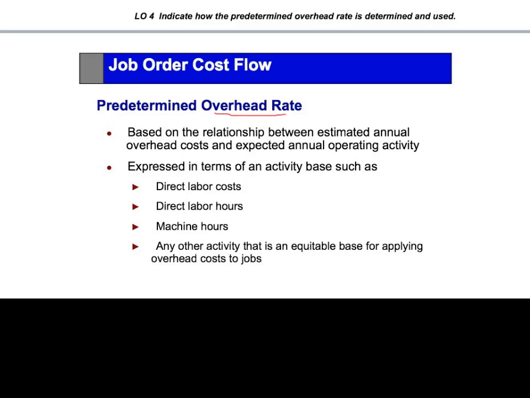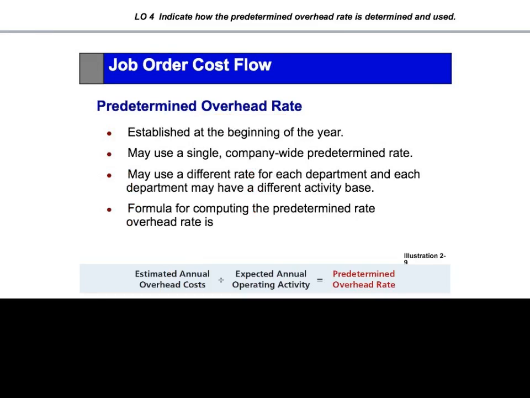Now back to the overhead rate. There are three bases, basically: machine costs, labor costs, labor hours, machine hours. These are bases. That's what we could base our overhead on, and then use that base to assign it to the products. Now the predetermined overhead rate. Keep in mind, we must estimate the annual amount of overhead and divide it through by the expected operating activity to come up with the overhead rate per activity. And we do this at the beginning of the year.